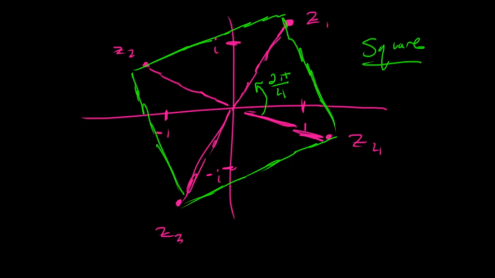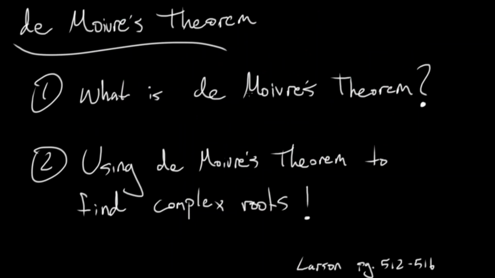All right, so there you have it. That's what we did here. We did de Moivre's theorem. We looked at what de Moivre's theorem was, and then we looked at complex roots using de Moivre's theorem. We did a lot of algebra, but there were a few times where we had to make assumptions using this theorem.